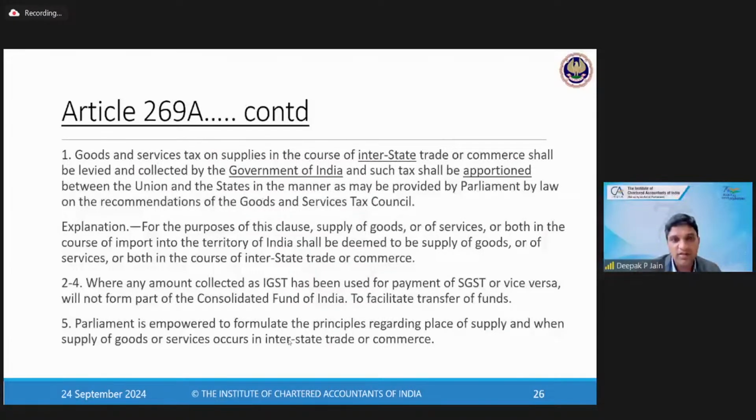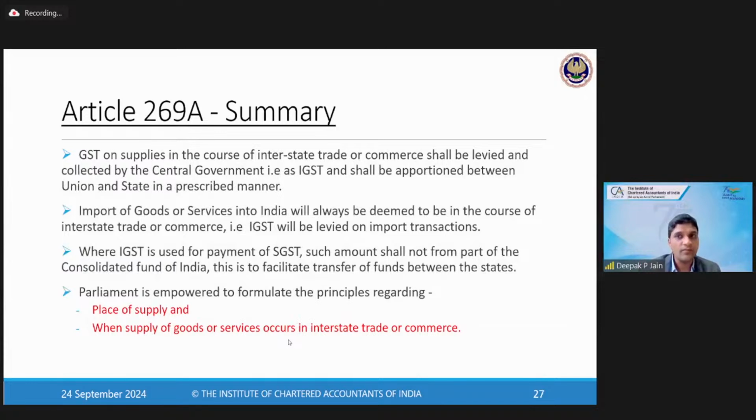And what we understood from this Article 269A is that GST on supplies in the course of interstate trade or commerce shall be levied and collected by the central government. That is, it will collect as IGST and shall be apportioned between the union and the state in a prescribed manner. Now, import of goods or services into India will always be deemed as in the course of interstate trade or commerce. That is, IGST will be levied on import transactions.